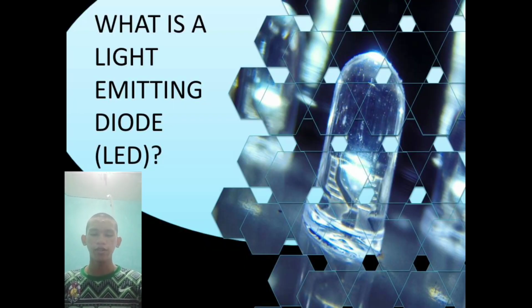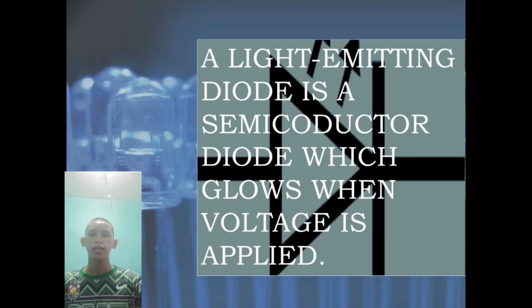So our first question for this video is, what is a light emitting diode, or we should say, what is an LED? An LED, or light emitting diode, is a semiconductor diode which glows when voltage is applied to it. So LED is just a kind of diode. Just like I said before, it's a one-way switch for the current, but this diode will glow when a current is applied to it.